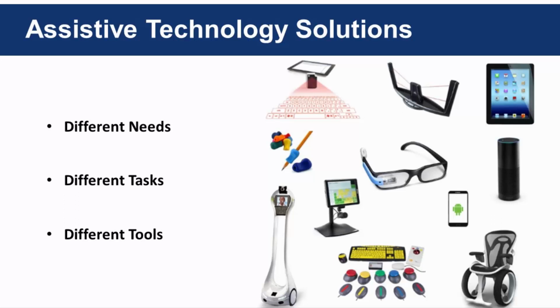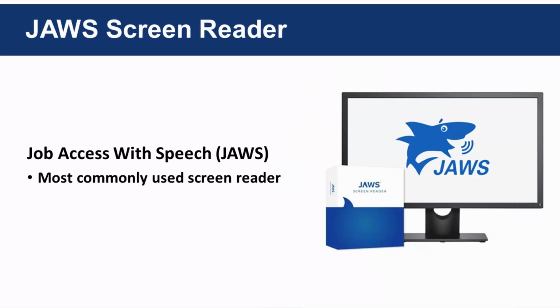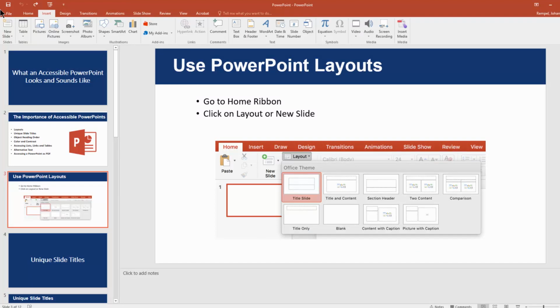Successful access to digital content by people with disabilities requires that the right combination of assistive technology and accessible content be present. Right now I have JAWS running. JAWS is a screen reader, which stands for Job Access with Speech. It's the most popular screen reader on the market, and we're going to be doing some testing on this PowerPoint using JAWS. Let's talk very briefly about the different PowerPoint layouts.